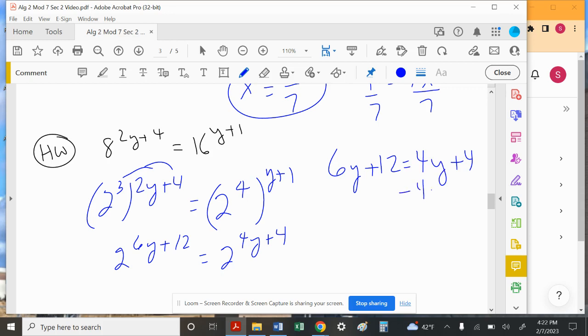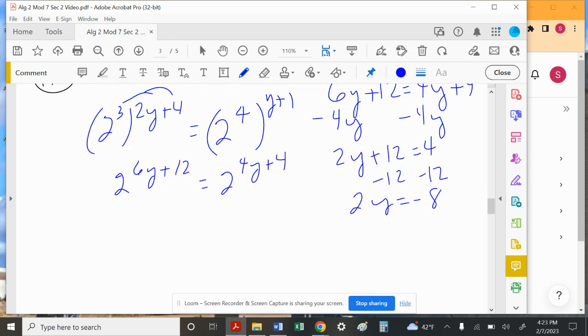We're going to subtract 4y from both sides. So we get 2y plus 12 equals 4. We're going to subtract 12. I get 2y equals negative 8. I then divide both sides by 2, and y equals negative 4. Okay, so that takes care of a few problems that we went through, and you'll see how they actually are pretty quick. Same types of steps, just having to get that same base down every single time.